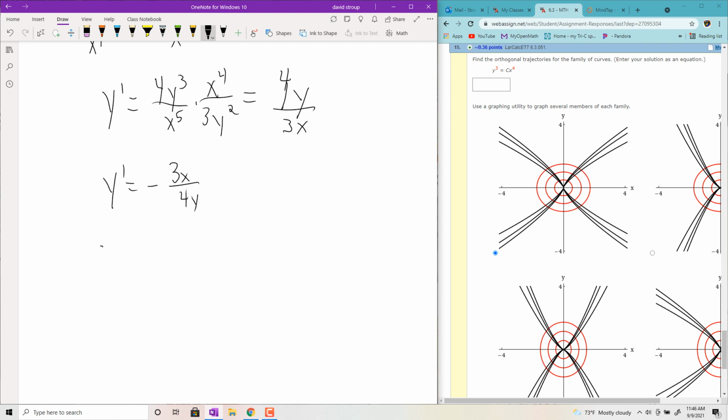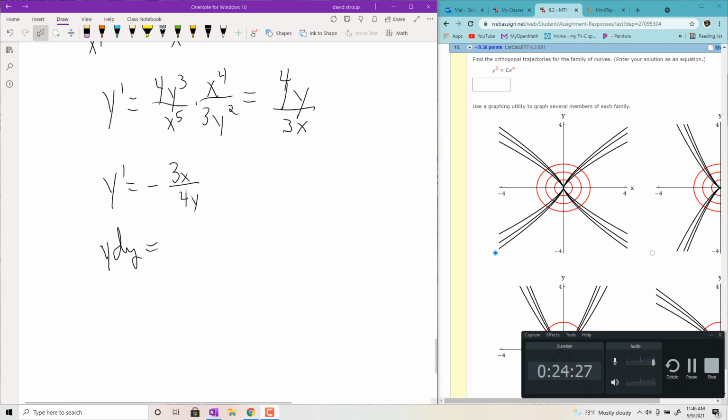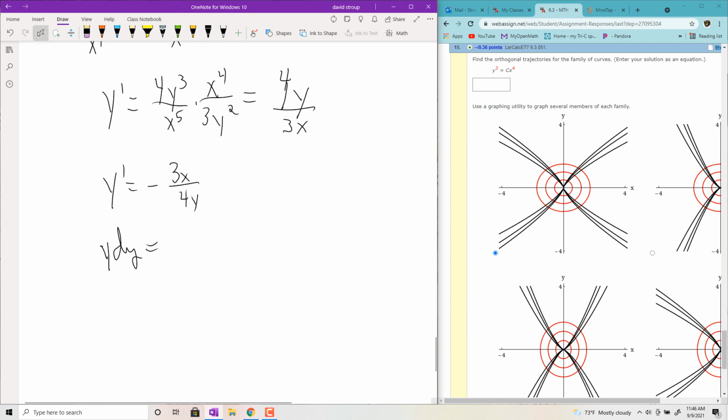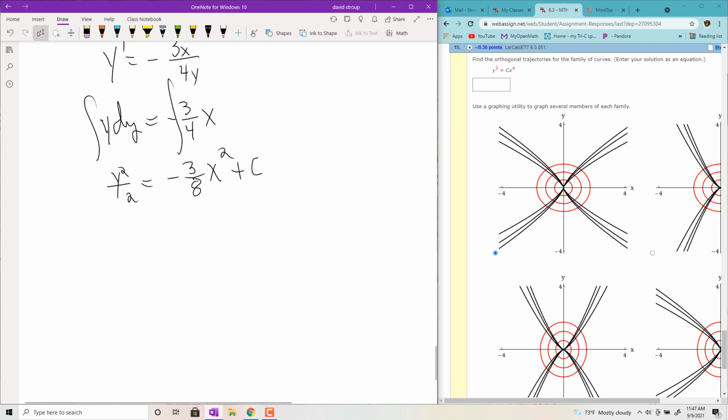Then we could separate, so you get y dy equals, am I recording? Yeah, okay. So you get y dy equals, and I like to leave my constants on the right, negative 3/4 x. Integrate both sides, you get y squared over 2 equals negative 3/8 x squared plus c, and it's a circle, right? You can multiply by 8 if you want to make it look pretty. Add the x squared to the other side, so you get 3x squared plus 4y squared equals your integration constant.